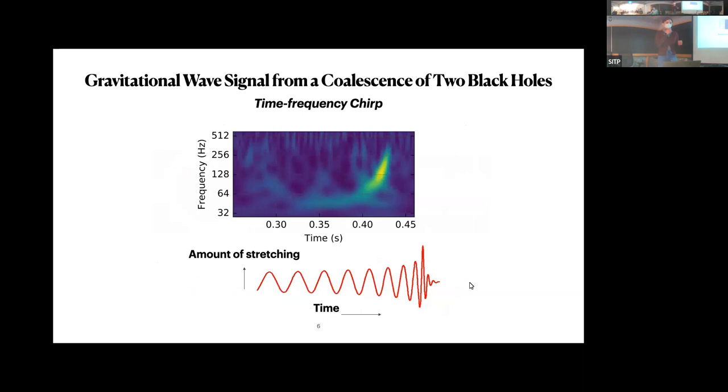Often you'll see a time-frequency representation of this kind of waveform, which is called a chirp, because the frequency and the amplitude of the gravitational wave are increasing as it sweeps across. You can see that you have something that starts off pretty quiet at pretty low frequencies, and then it evolves to be louder and at higher frequencies. So it sounds like a chirp.